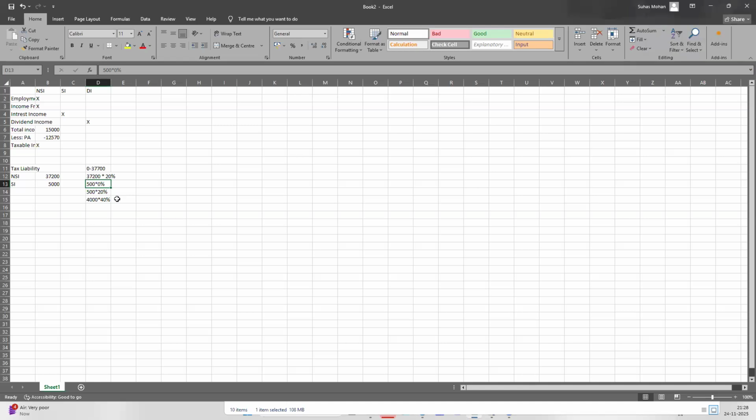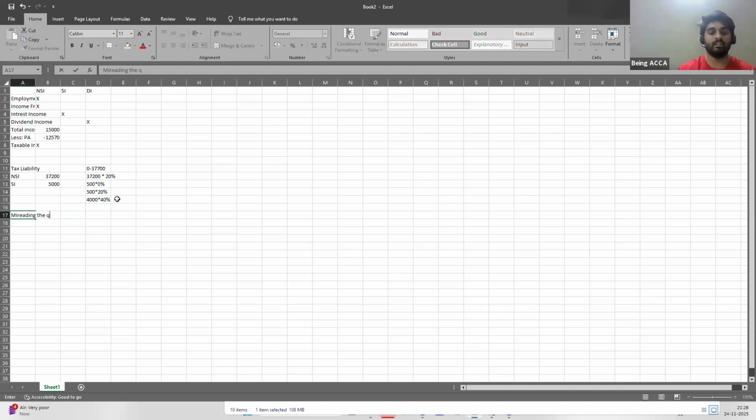Okay. Another mistake that students make is misreading the question. If the question asks you to calculate taxable income, it is only asking you to calculate income after the personal allowance and not your tax liability.